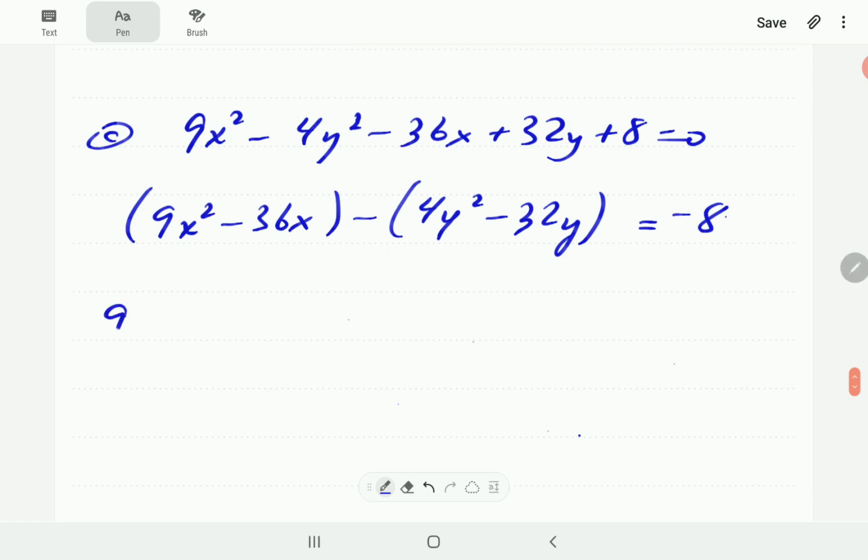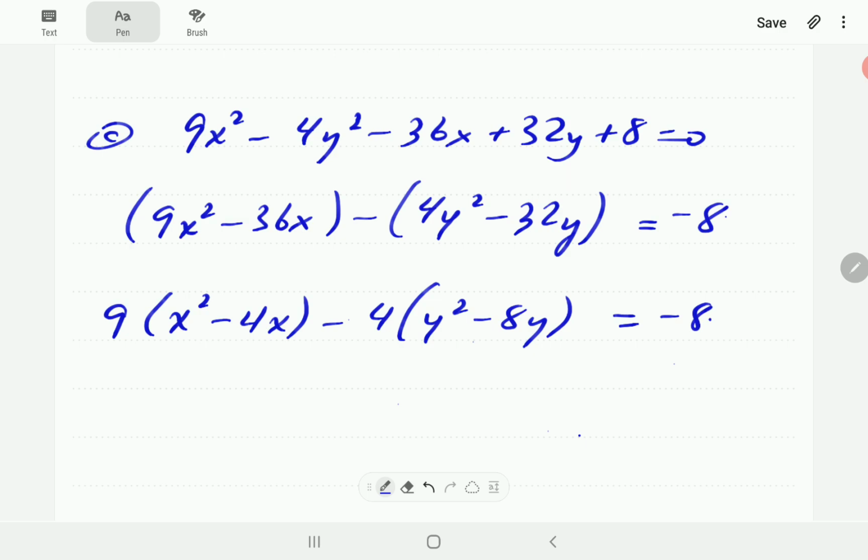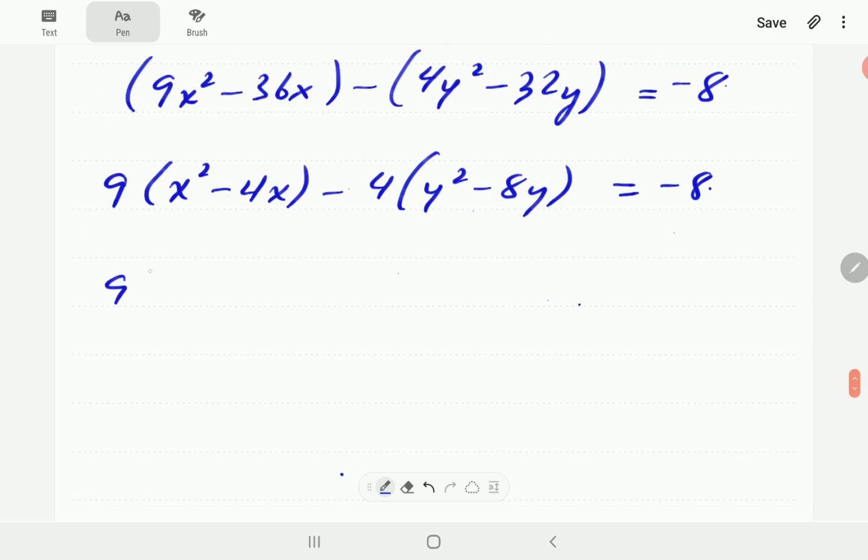Then we can factorize 9 here. It's going to be x squared minus 4x. Can factorize 4 here. Y squared minus 8y. Then we complete the square. It's going to be x minus 2 all squared.